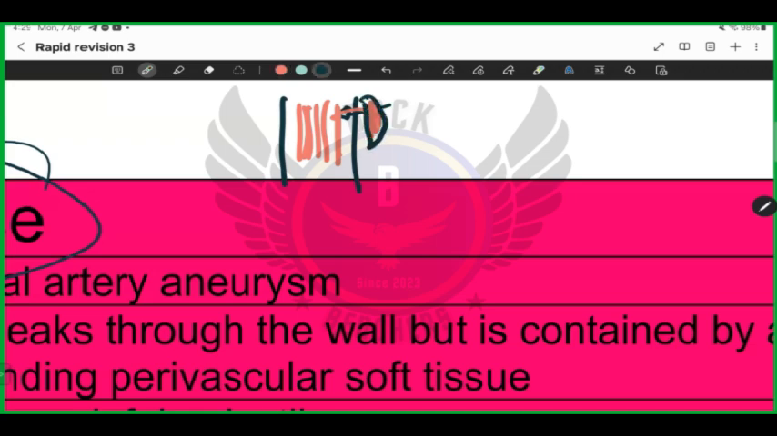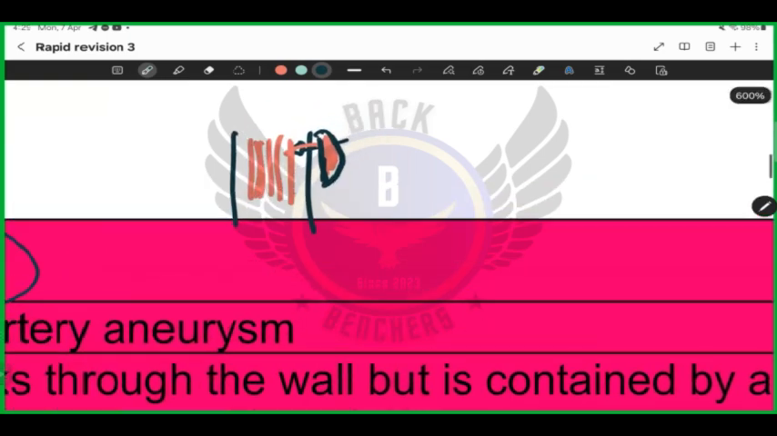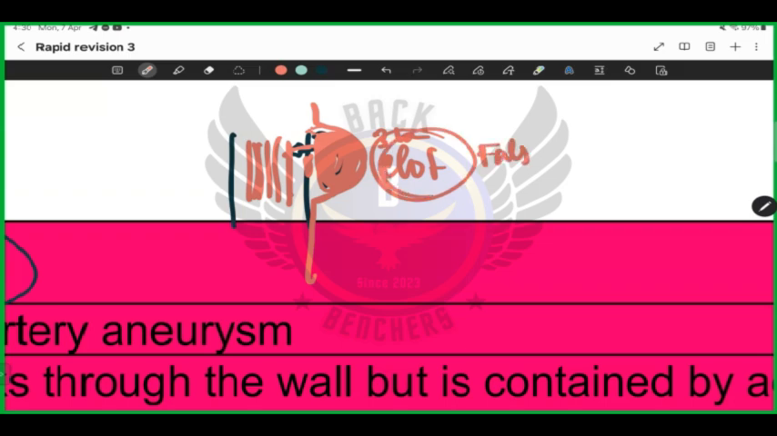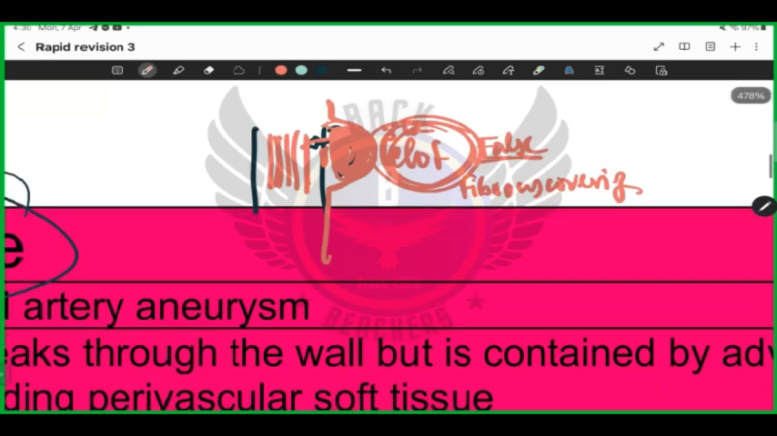A fibrous layer is formed around it, and that we can mistake as aneurysm. This is a U-shaped area too, but this is not a true aneurysm. We don't have three layers of it. Three layers are here. There's a puncture and it's just a blood clot here. So that's a false aneurysm. False aneurysm is just a clot covered by fibrous covering. So you need to know it.